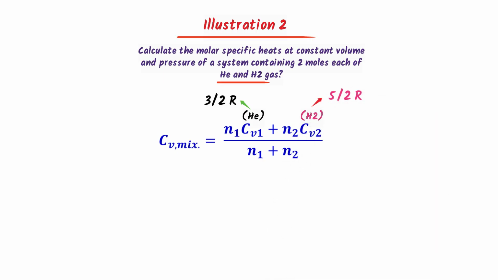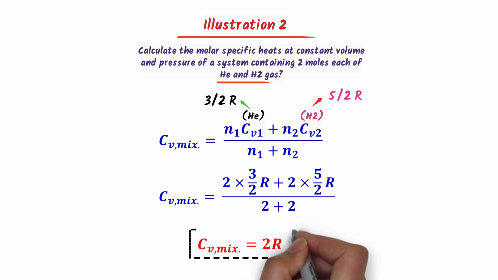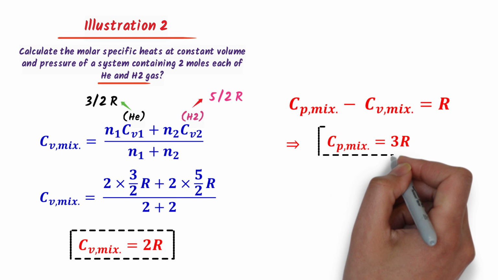And each gas has 2 moles, therefore while putting the values, we'll get Cv mix equal to 2 into 3 by 2 R plus 2 into 5 by 2 R divided by 2 plus 2. And that comes out to be Cv mix equal to 2R. Now, using Mayer's relationship, that is Cp mix minus Cv mix equal to R, we will get Cp mix equal to 3R. I hope you understand this.